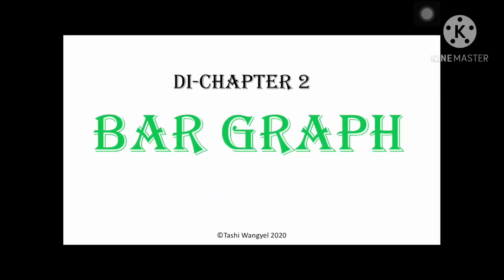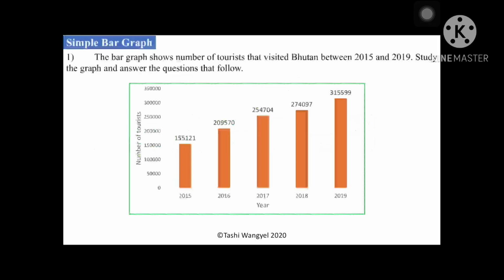The data interpretation chapter 2, the bar graph. Let us solve a simple bar graph question. The question: the bar graph shows the number of tourists that visited Bhutan between 2015 and 2019. Study the graph and answer the questions that follow.